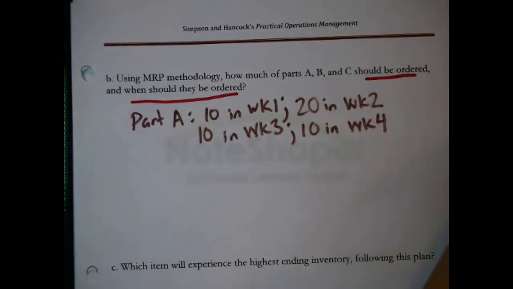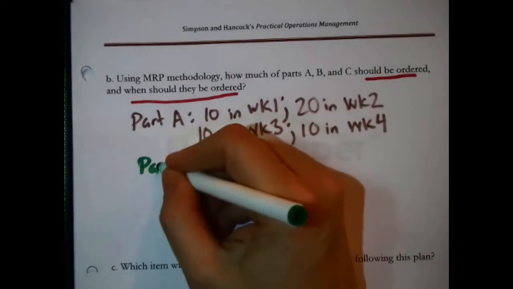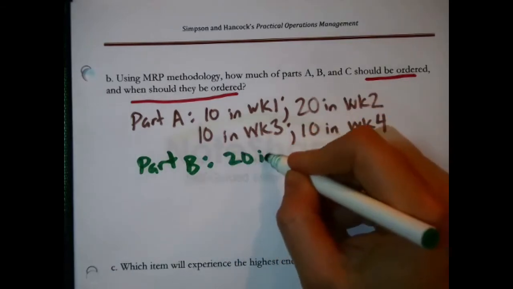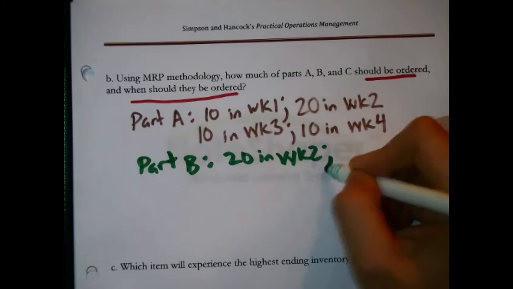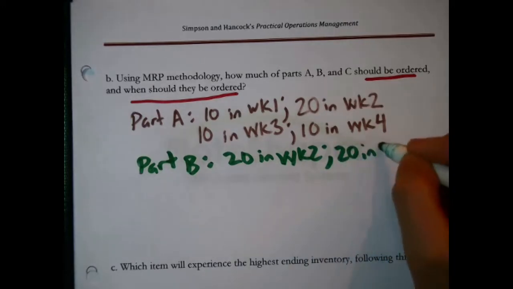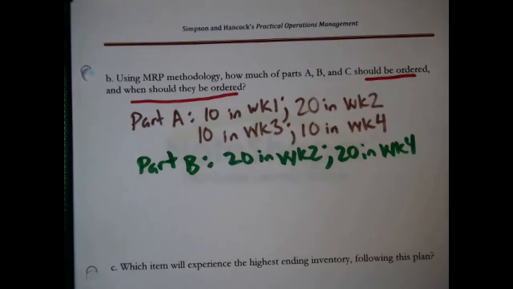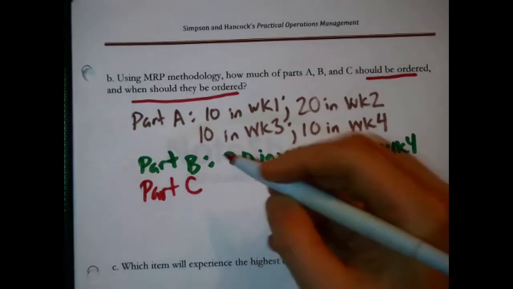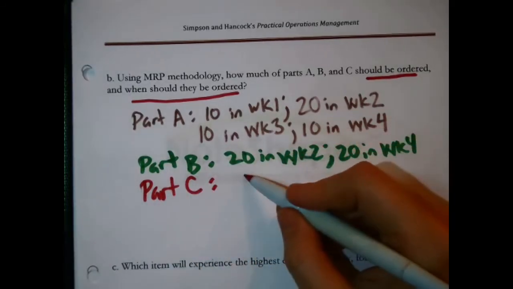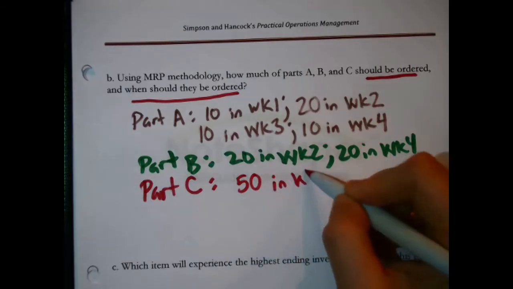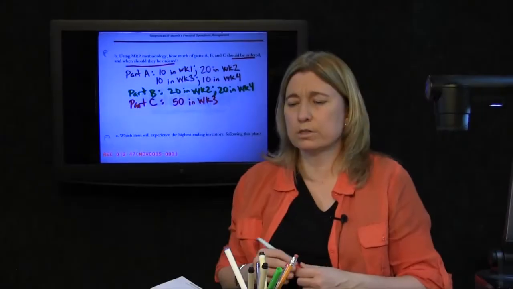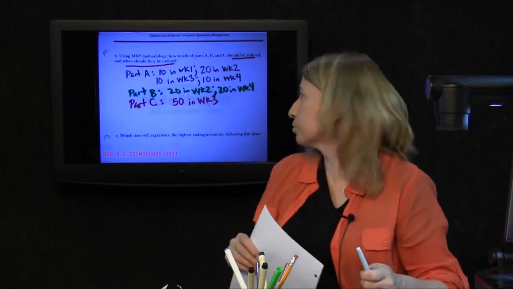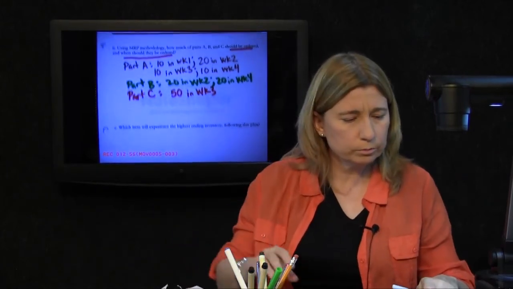As opposed to Part B, I'm just looking for my work, the bottom line of B's record, and I see we need to order 20 in week 2 and another 20 in week 4. And then even simpler for Part C, because I'm looking at the bottom line of the record and I just see a 50. Please order 50 in week 3. So I'm doing nothing more there than simply reporting what was in the bottom line of each one of the records. All right, then one last question.